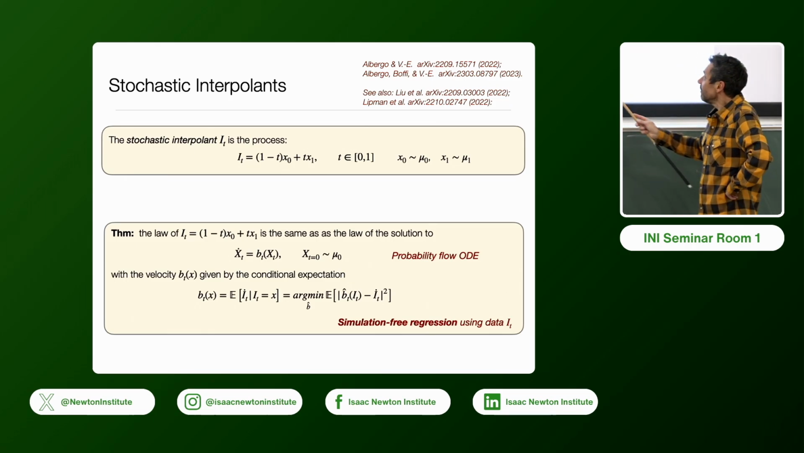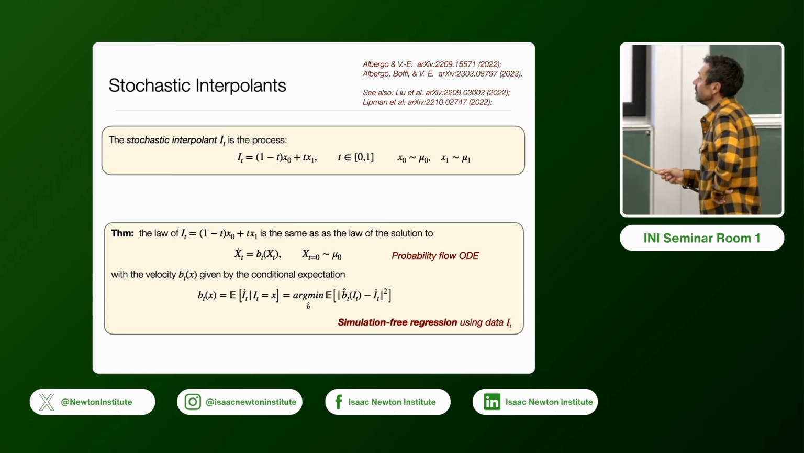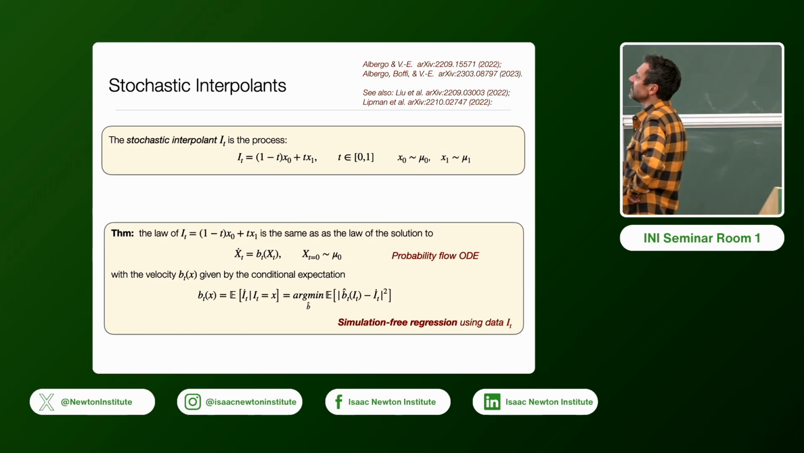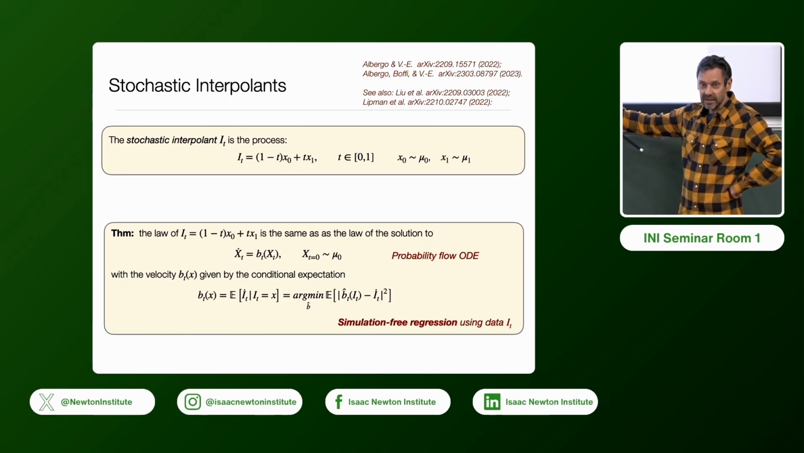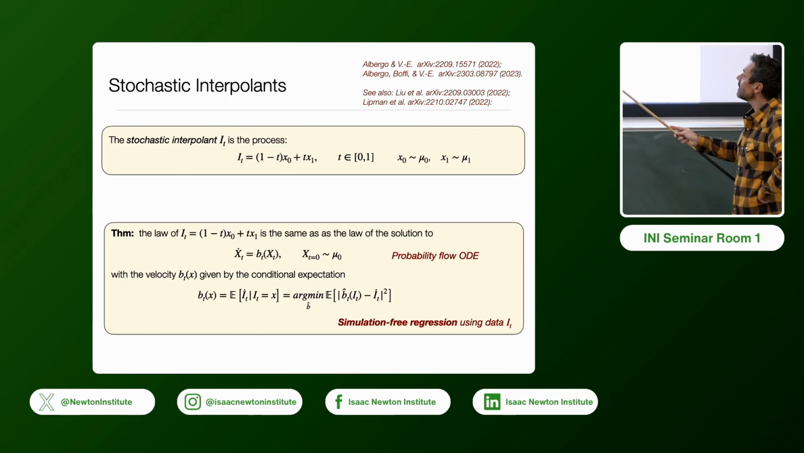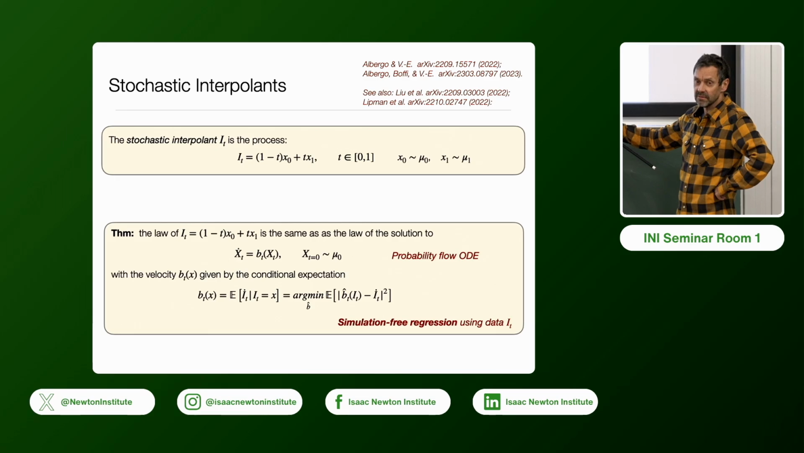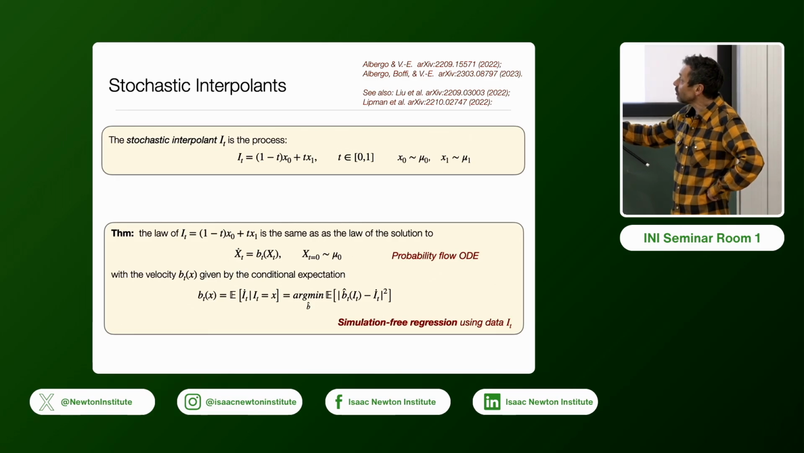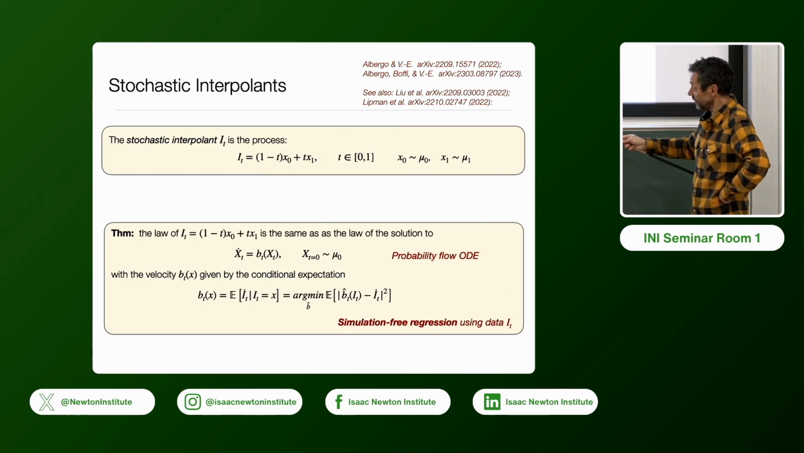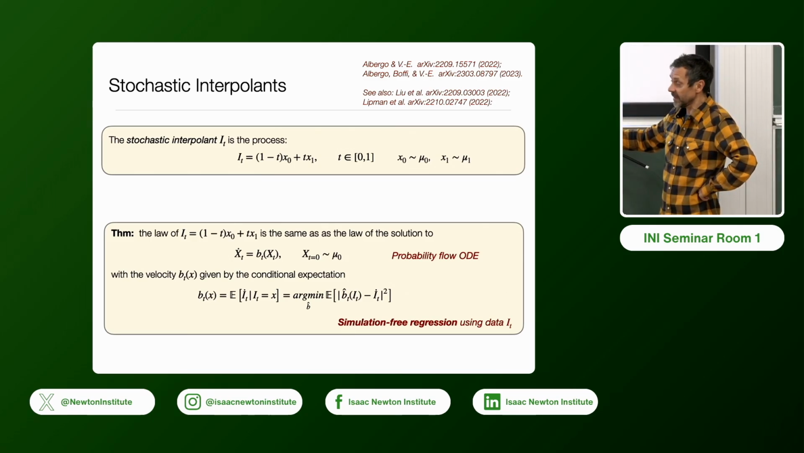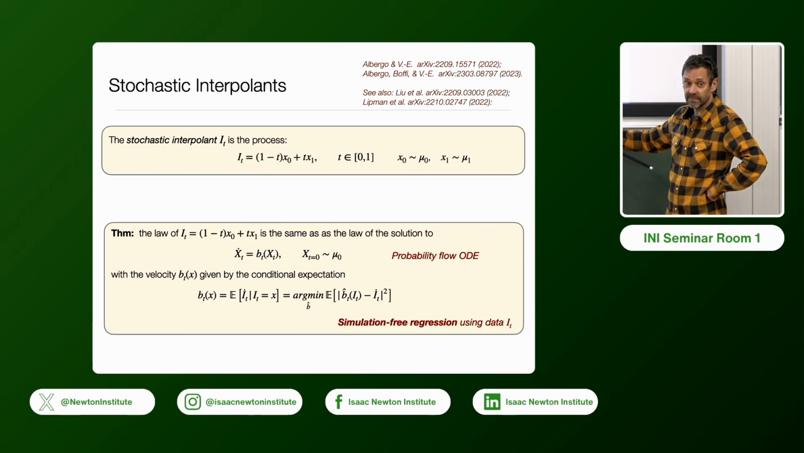Okay? But there is this result that is fairly simple to prove that says that the law at each time of this interval, I_t, is the same as the law of the solution of this ODE, provided that the drift that you take here is the conditional expectation of the time derivative of this one. The time derivative is very easy to calculate. It's just x1 minus x0, where you take the conditional expectation given that I_t equals x.